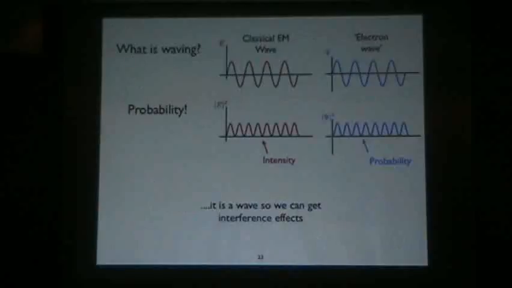So the answer to what is waving is probability. A classical electromagnetic wave goes up and down. And we just associate some abstract thing called the wave function to an electron that goes up and down with a wavelength that's determined by its momentum. With a wave, we square the wave to determine its intensity, and that way we get a positive number. Very important thing about probabilities: they should be positive. It doesn't make sense to ask, what are the odds that you roll a 3 on a die? Negative 20%. What does that mean?